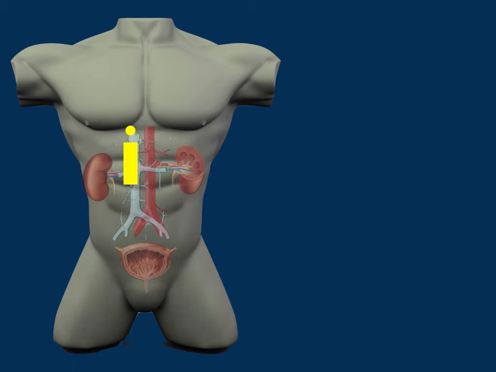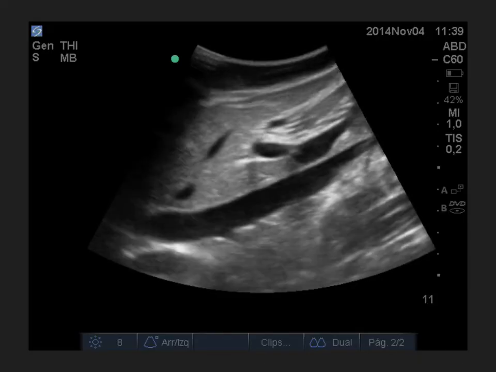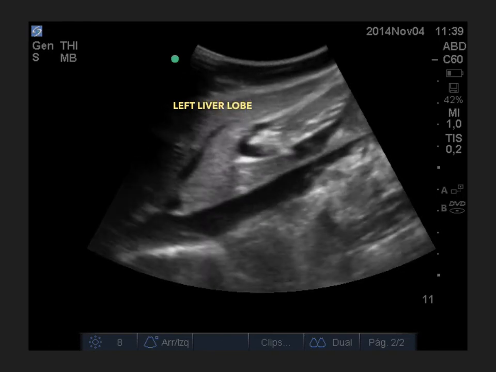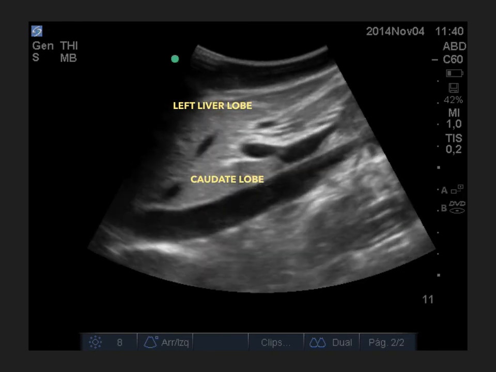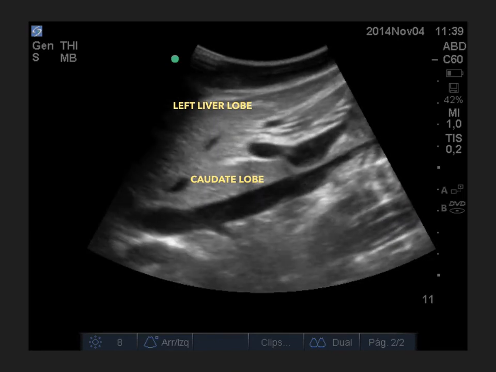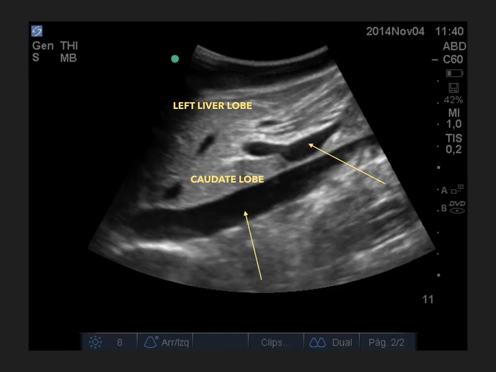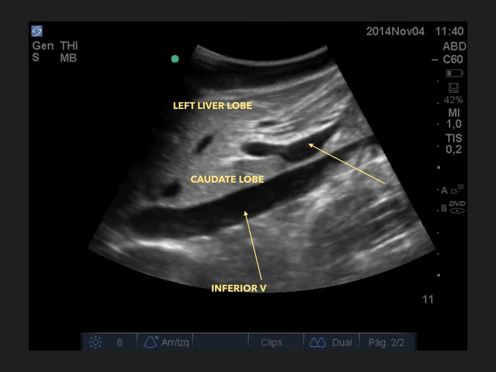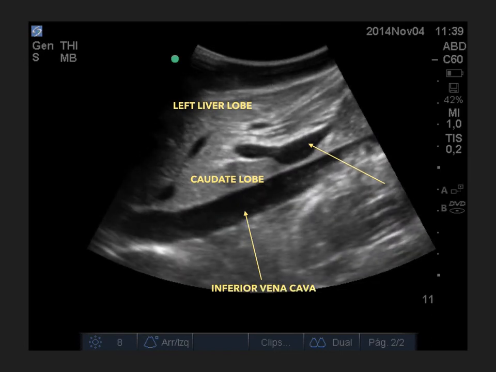If we move to a paramedian scan, a right paramedian, we are going to place our probe facing right in the same axis of the inferior vena cava. As we see here, we are looking again at the left liver lobe, the caudate lobe separated from the left liver lobe by the venous ligament, as we said previously, and this big tubular, vessel-like structure is the inferior vena cava, and the other is the portal vein.